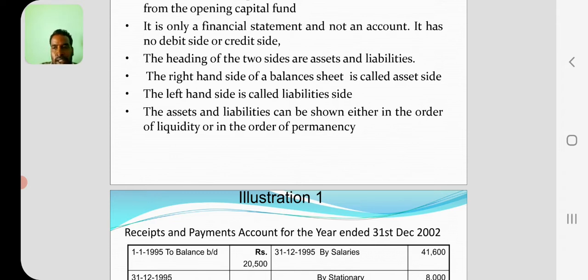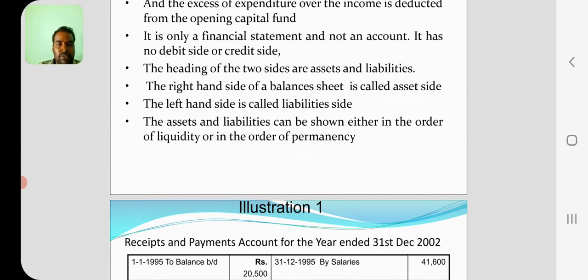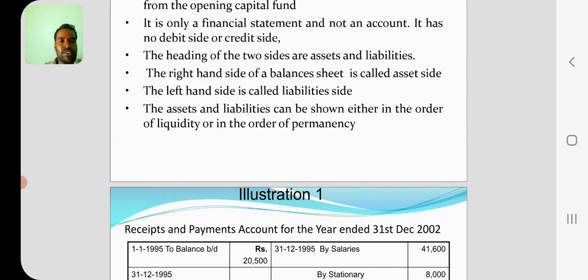We use the words debit and credit in case of accounts only. But balance sheet is not an account, it is a financial statement. We use only the words asset side or liability side. The first column, the left hand side, is the liability side and the right hand side is the asset side. Okay. The same rule is followed in trading organizations also. The assets and liabilities can be shown either in the order of liquidity or in the order of permanency.